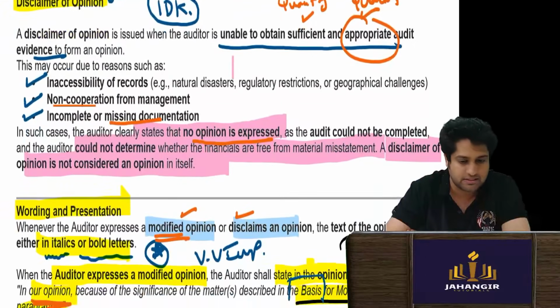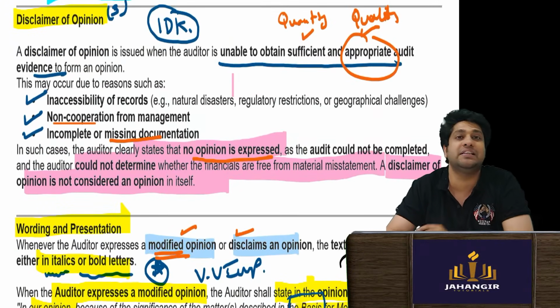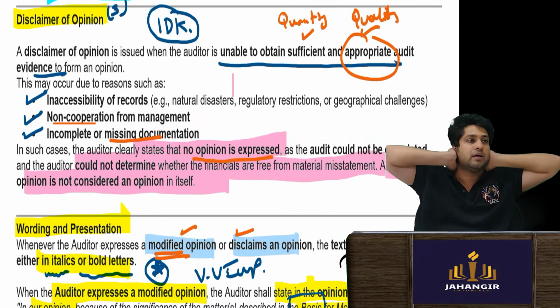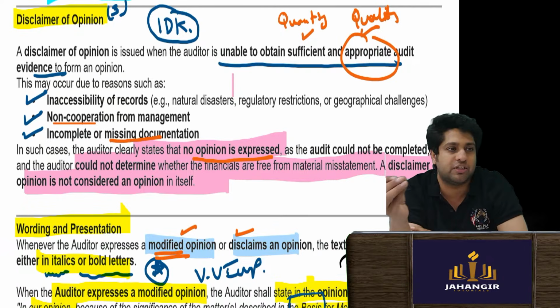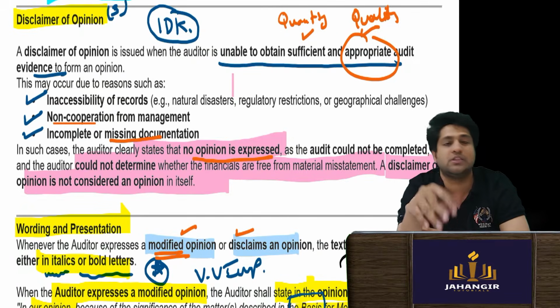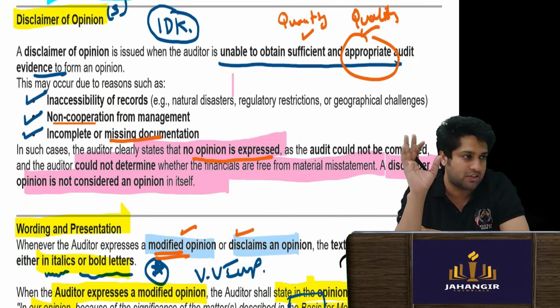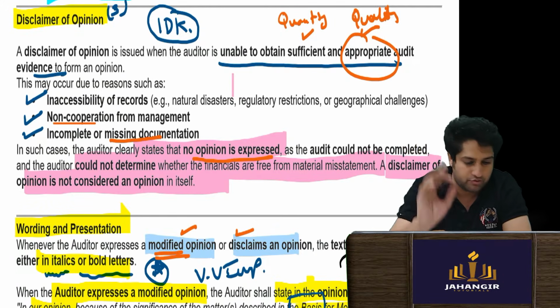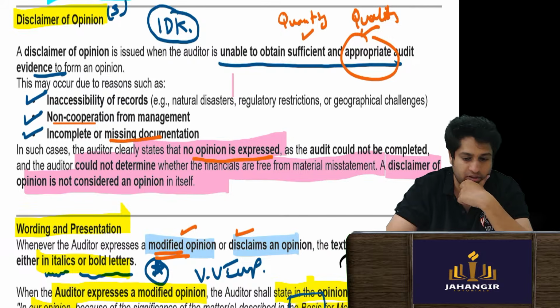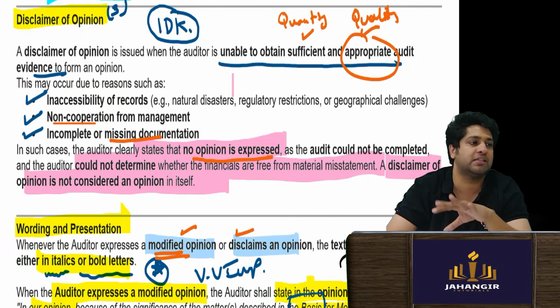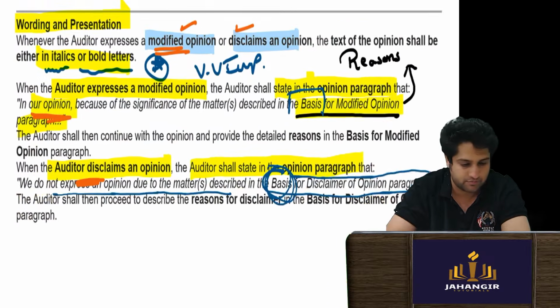Disclaimer of an opinion means he's disclaiming. He's saying I can't give an opinion. A disclaimer of an opinion arises when the auditor is unable to obtain sufficient and appropriate audit evidence. This could be due to non-cooperation of the management, missing documentation, or inaccessibility of records. A disclaimer of an opinion is not considered an opinion in itself.